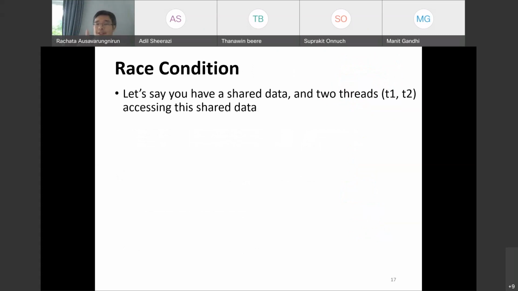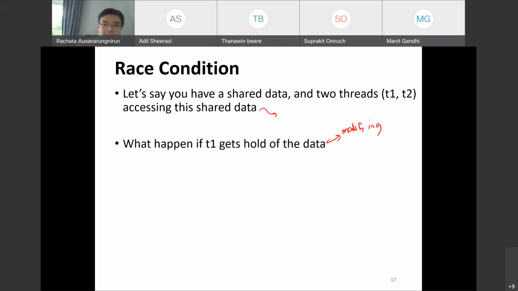So let's say you have shared data amongst two threads, thread 1 and thread 2, that want to access the shared data. What happens if T1 gets hold of the data and wants to modify it, right? Modifying. I have not finished modifying it yet. So let's say this data is number 4 and T1 wants to do 4 plus 2. While I'm adding, I don't know the result yet. I don't know that it's 6.